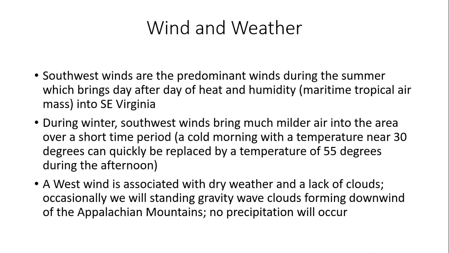Southwest winds, as I mentioned, are the predominant winds during the summer, which brings day after day of heat and humidity into southeastern Virginia. You're blowing the air from that maritime tropical source region, the Gulf of Mexico, straight up into the mid-Atlantic, and that's going to result in a lot of heat and humidity day after day. There's very little break in that, especially as we get into the months of July and August, even into parts of early September. You see a lot of maritime tropical air mass in place with predominant southwesterly winds.